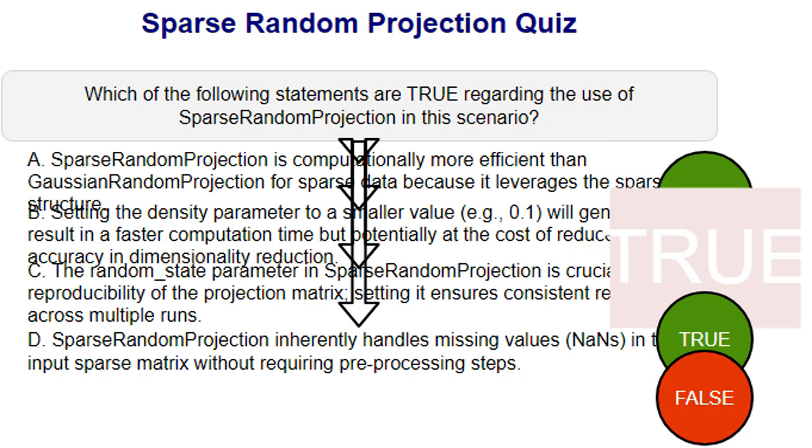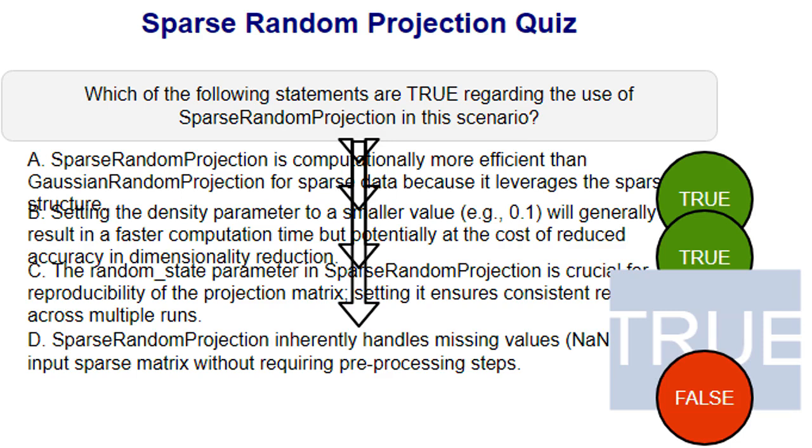The density parameter controls how many non-zero elements are in the projection matrix. Setting it low speeds up computation because there's less work to do. However, making it too low can throw away too much information, hurting the accuracy of the dimensionality reduction. It's like trying to summarize a long book. You can do it quickly with a short summary, but you might lose important details.